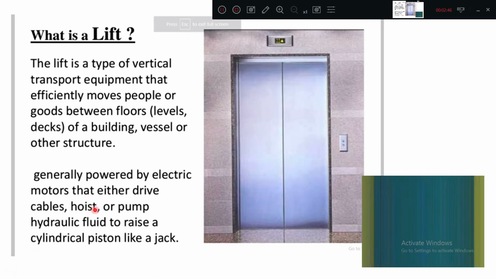That is, one is cable or hoist, which is in the upward direction. Pump or hydraulic fluid, if that is there, that will be at the bottom. Okay, it is pushing like a car jack.